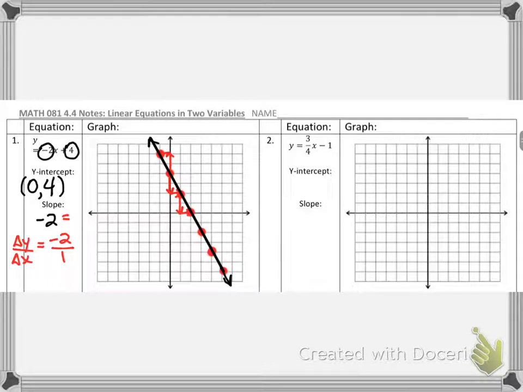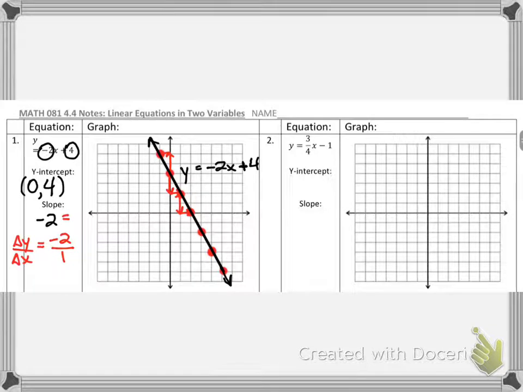A good practice to get in the habit of doing is to label your line. At the end of this section, we'll be graphing multiple lines on the same Cartesian plane. So to keep those straight, it's a good idea to get into the habit of labeling each line.